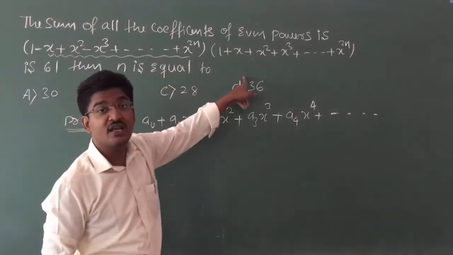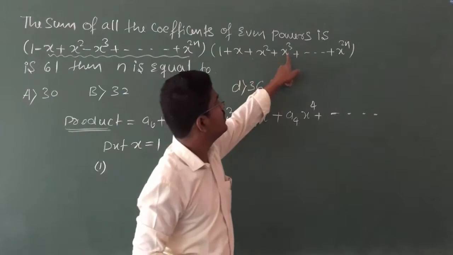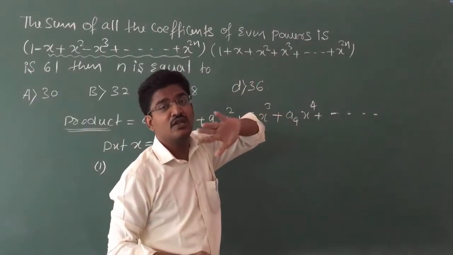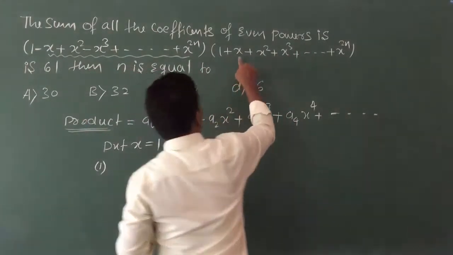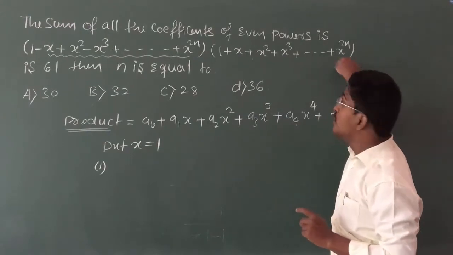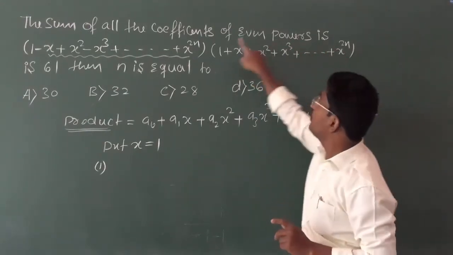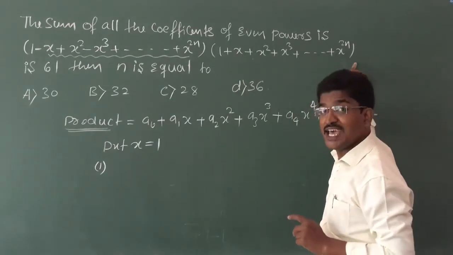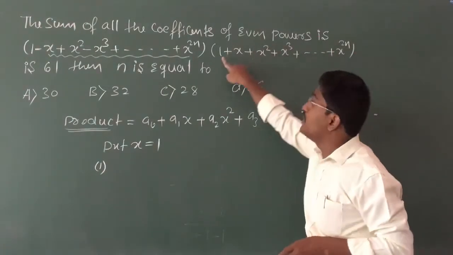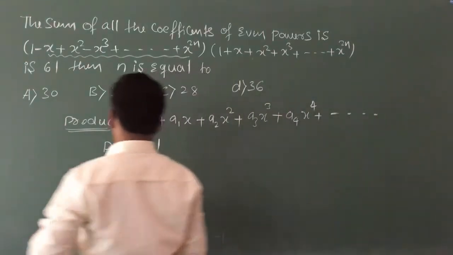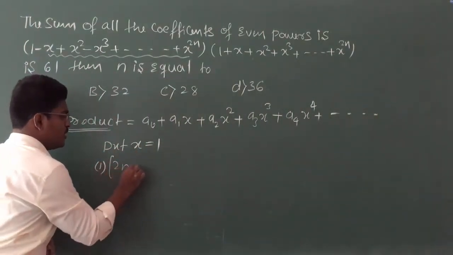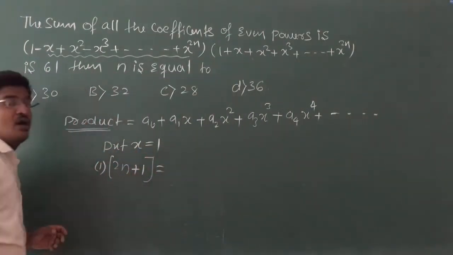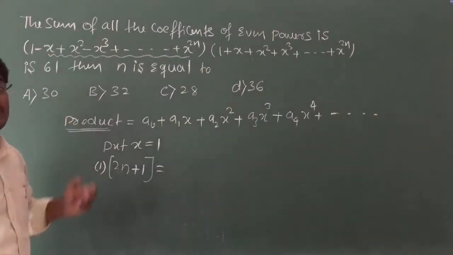So what about here? You see, put 1, 1, 1, 1. No elements will get cancelled. 1 will be repeated how many times here? This is 2n plus 1. So 1 will be repeated 2n times, so that is 2n plus 1. I think you got what I am calculating here.